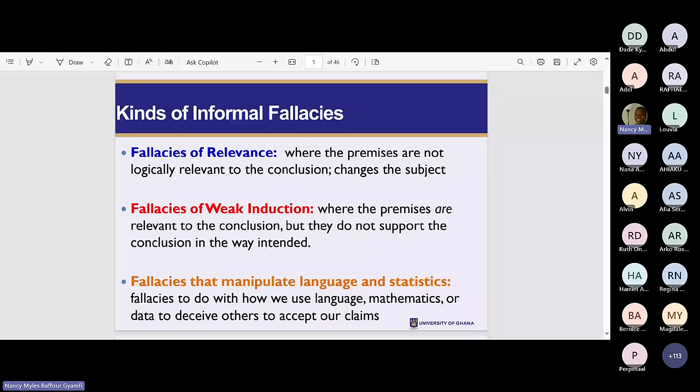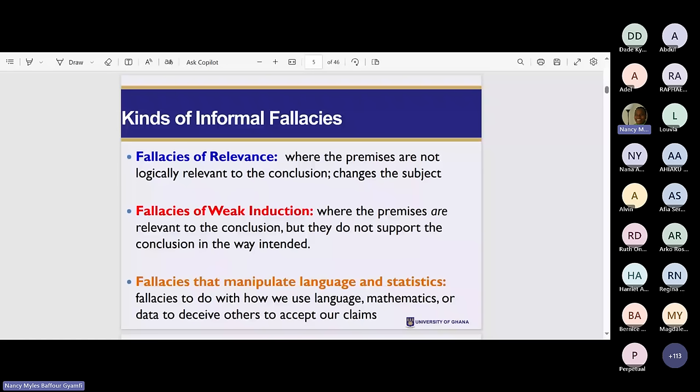There might be overlaps. So the fallacies of relevance, you can have a particular fallacy that may belong to fallacies of relevance and at the same time may be manipulating data or manipulating language. Now let's give some symbolisms to help you. Think of these categorizations as the way we categorize infections or diseases. We can have a fungal infection, a bacterial one, or a viral one that emanates from viruses. These are three ways you can categorize an infection.